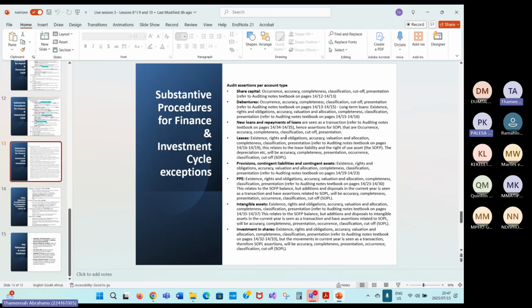Then your lease liability, part of your lease. The lease liability would be in the statement of financial position as a liability, but what would be the expense? I think finance costs, and that is a transaction.